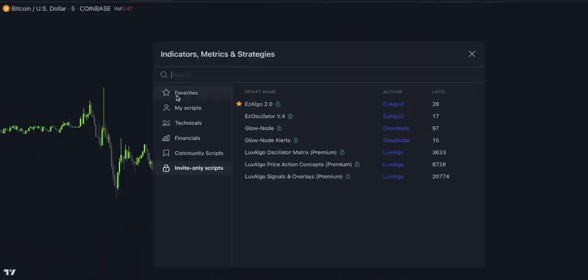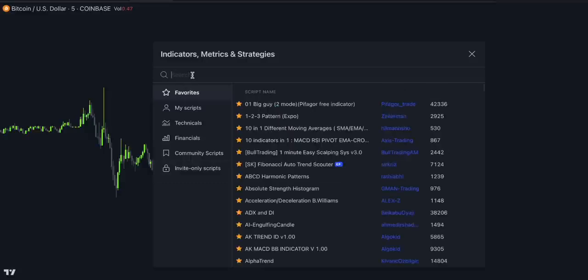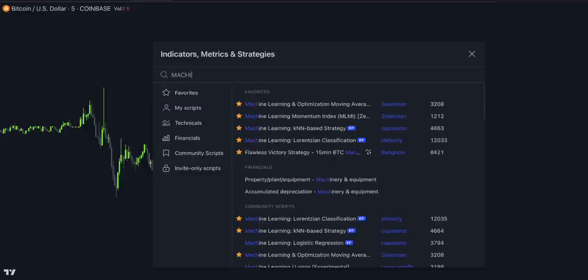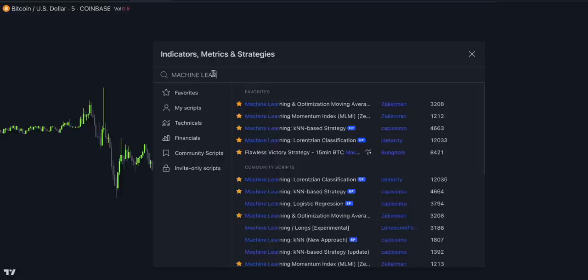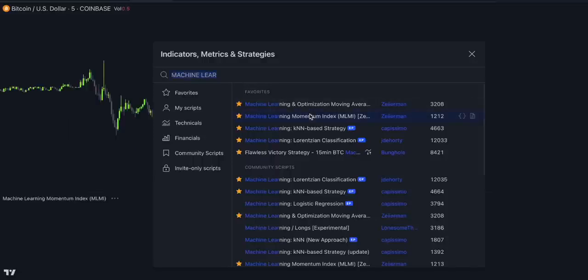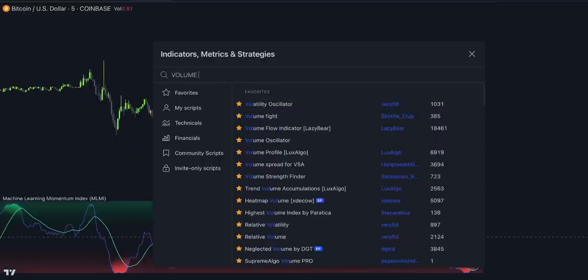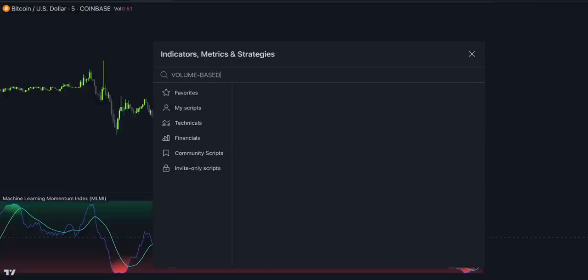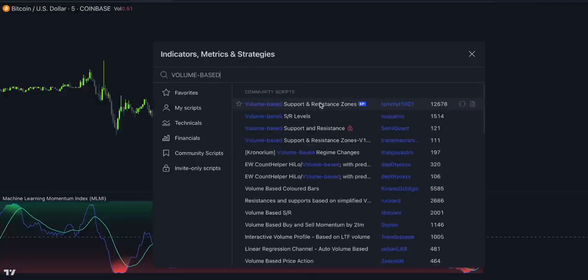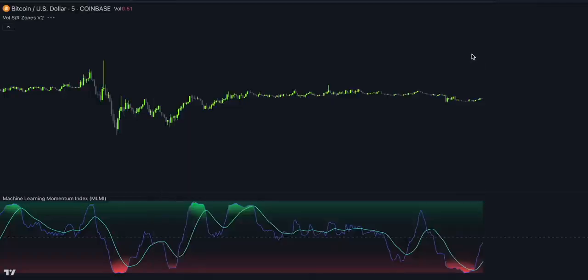The first indicator you're going to search for is called the Machine Learning Momentum Index. This tool was published by Zimerman. The second indicator you'll need is called Volume-Based Support and Resistance Zones by Tommy F. 1001. Don't worry about the chart looking messy. I'll show you how to fix this in a second.